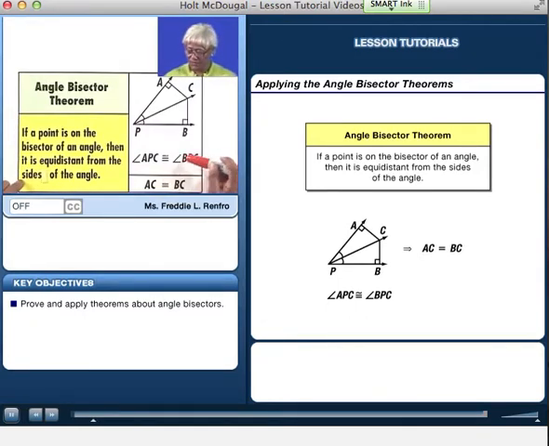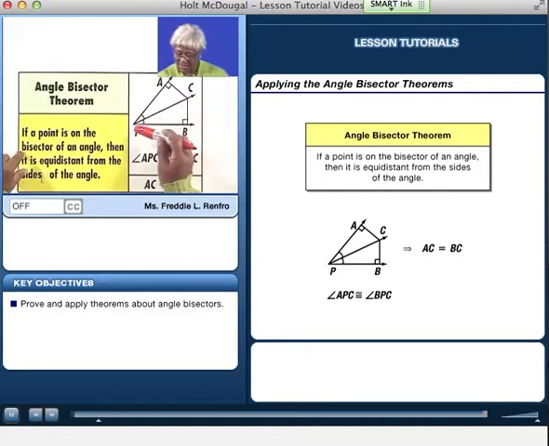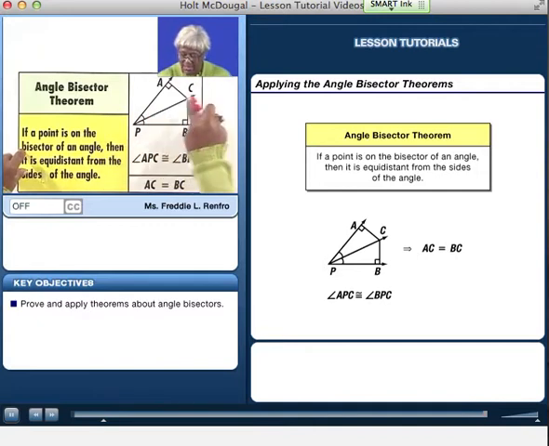of the angle. If a point, in this case point C, is on the bisector, this ray is bisecting this angle. These two angles are equal. And if this point is on the bisector of the angle, then this point is equidistant from the sides.